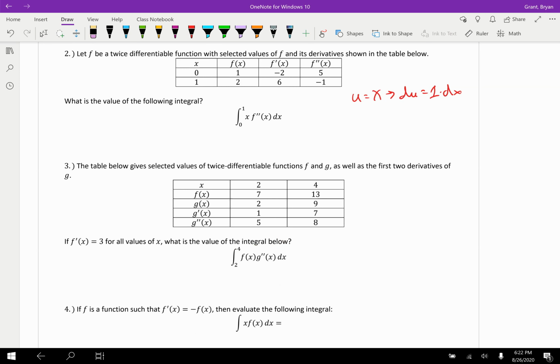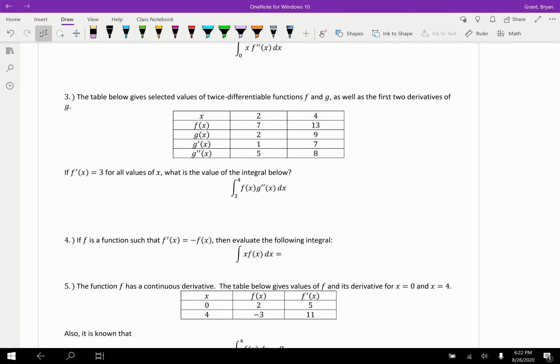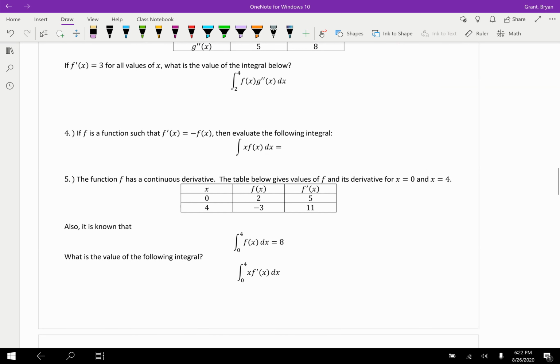We probably don't want to do a u for g double prime because then du would be g triple prime. 4 is a particularly tricky question, and you might need the solutions to guide you. And then 5 is nothing too terrible.